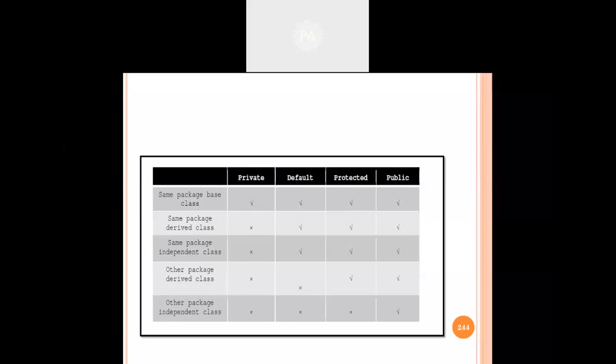इसके अंदर अपने डिफाइन किया है और अपने हम अभी प्रोग्राम भी किया है उसका. Second, what about default? Default will be executed in same package base class, yes. Same package derived class, yes. Same package independent class, yes. But other package derived class, no. Other package independent class, no. Protected, same package base class, yes. Same package derived class, yes. Same package independent class, yes. Other package derived class, yes. But other package independent class not allowed. Public will be accessible for all.